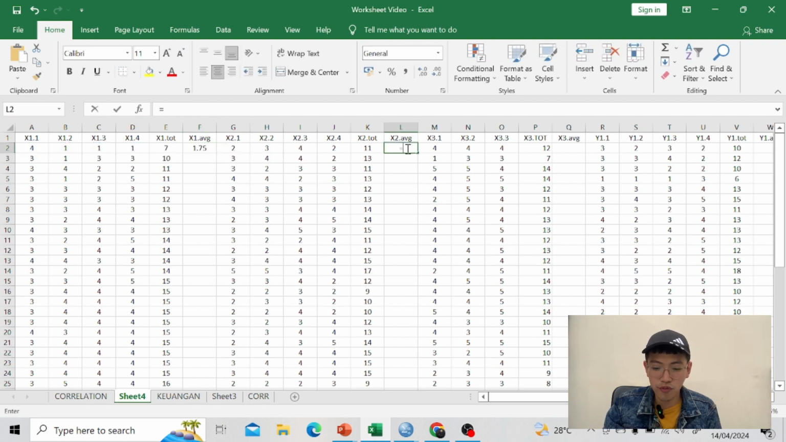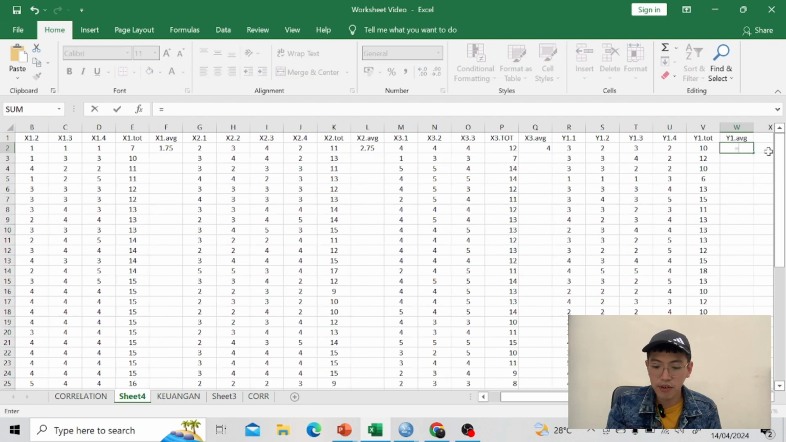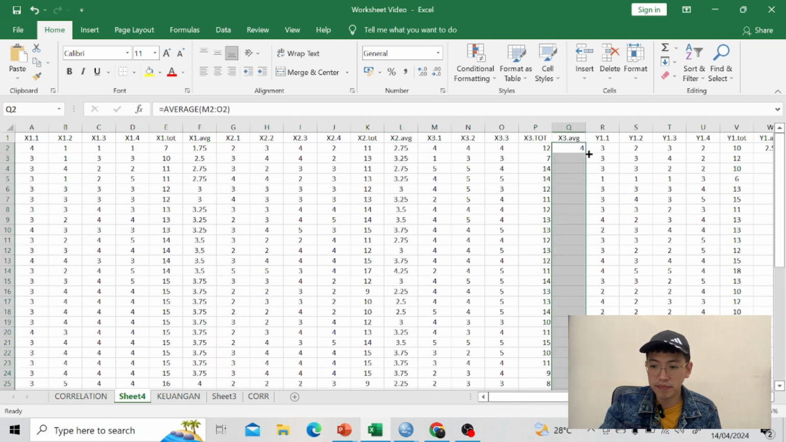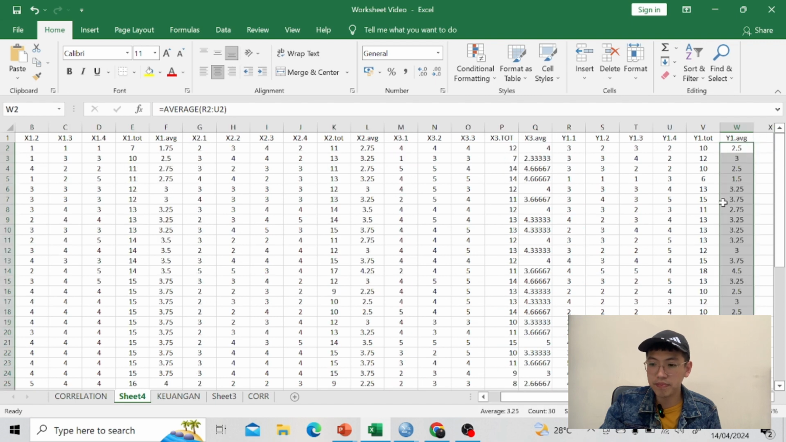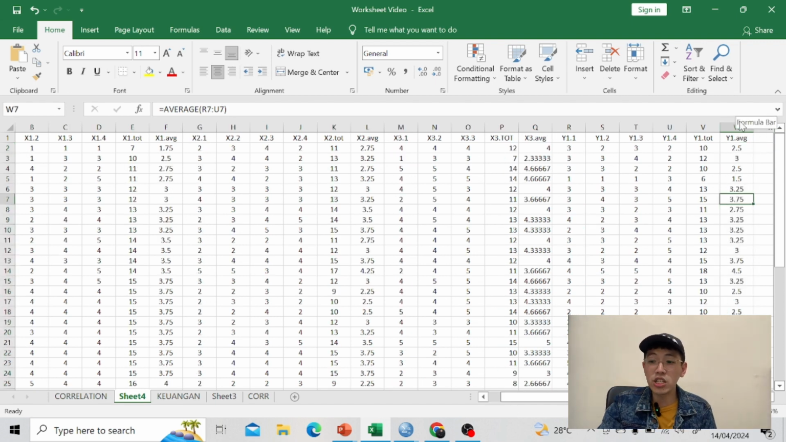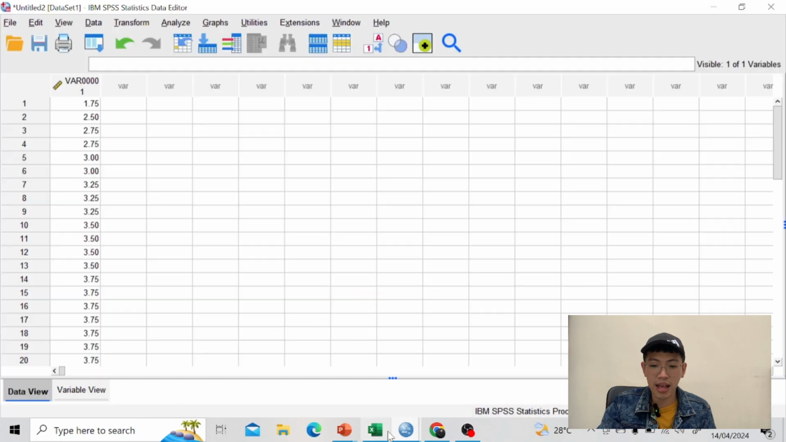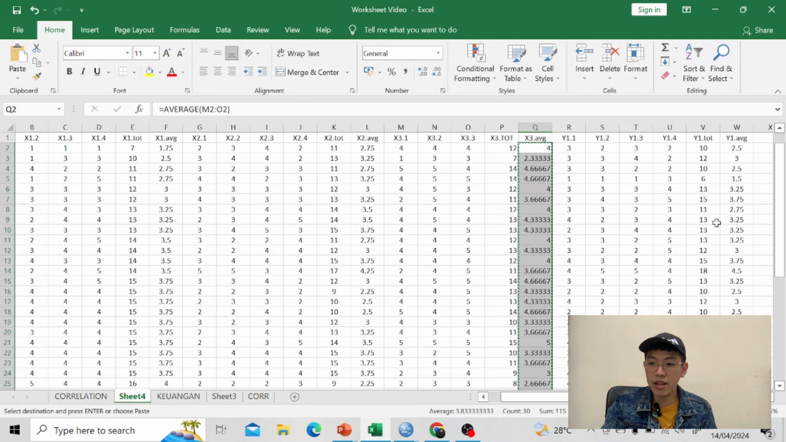For x2, find the average as well. For x3, find the average. And for y1, find the average. Now you drop down like this. What you need is only the average. So you can copy the x1 average into SPSS, and then x2 average, x3, and y1.